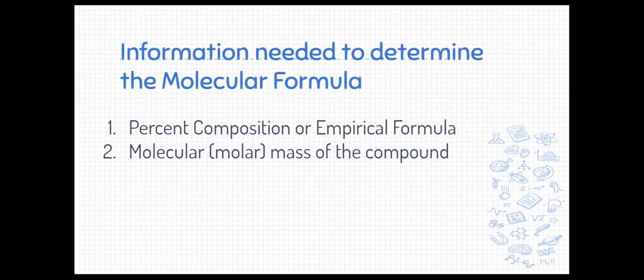Now, even though we won't get into detail about this, I think it's important to mention where this information comes from. And these measurements, percent composition and the molecular mass, are fairly straightforward pieces of information to determine experimentally. In a high school lab, we're able to determine the percent composition experimentally through gravimetric analysis. The molecular mass of a compound is found using a mass spectrometer.